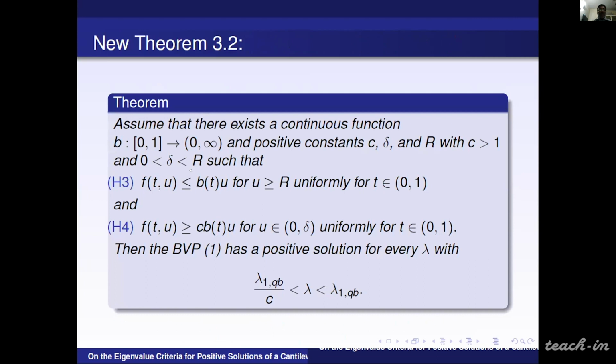f(t,u) less than or equal to b(t) u. Here we have assumed b is a continuous function. We have assumed, as usual, c, delta and R, with c greater than R and delta less than R. And if f satisfies this H3 and H4, then it says that this will have a positive solution for every lambda in between these two.